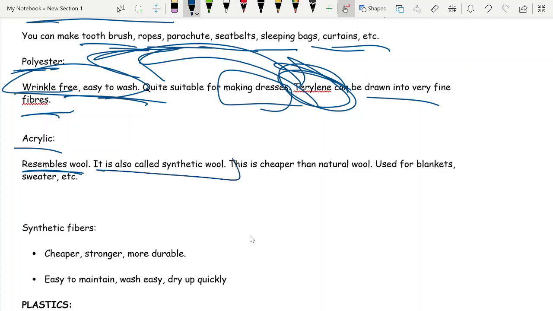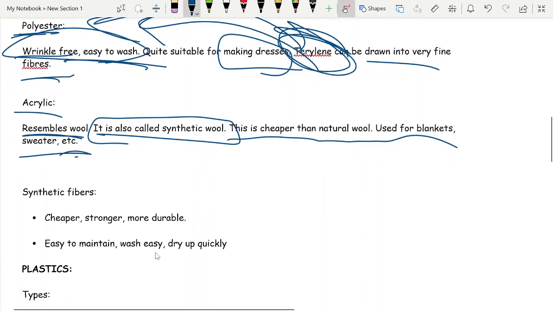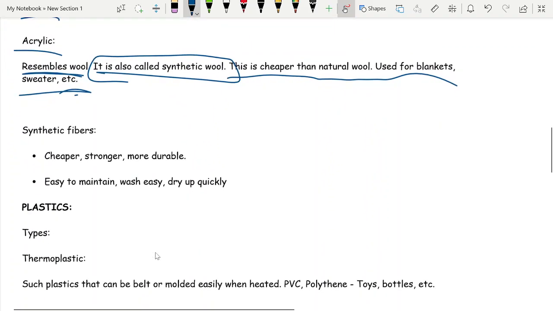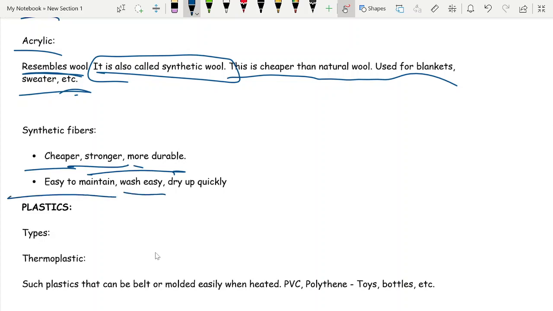It is called synthetic wool because it's like wool, but it's synthetic. It's man-made. This is cheaper than natural wool, used for blankets, sweaters, etc. Now, synthetic wools have some properties. They're cheaper, they're stronger, they're more durable than natural fibers. They're easy to maintain, they're washed easily, and they dry up quickly.